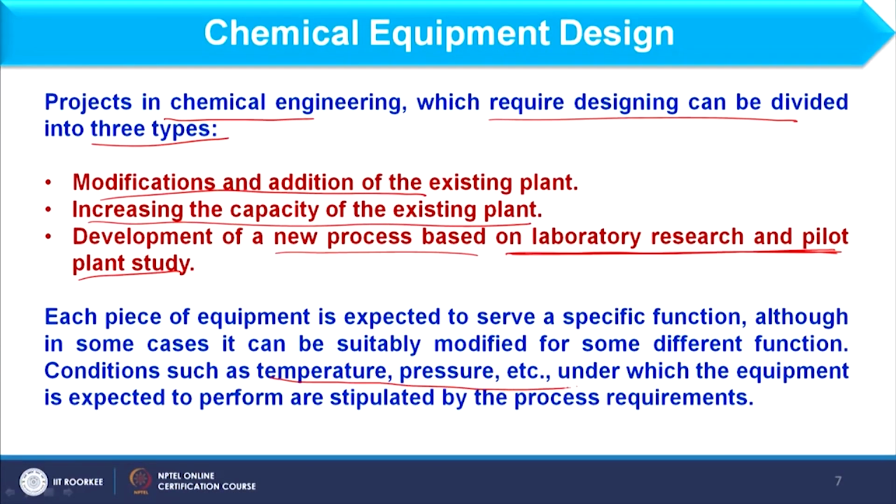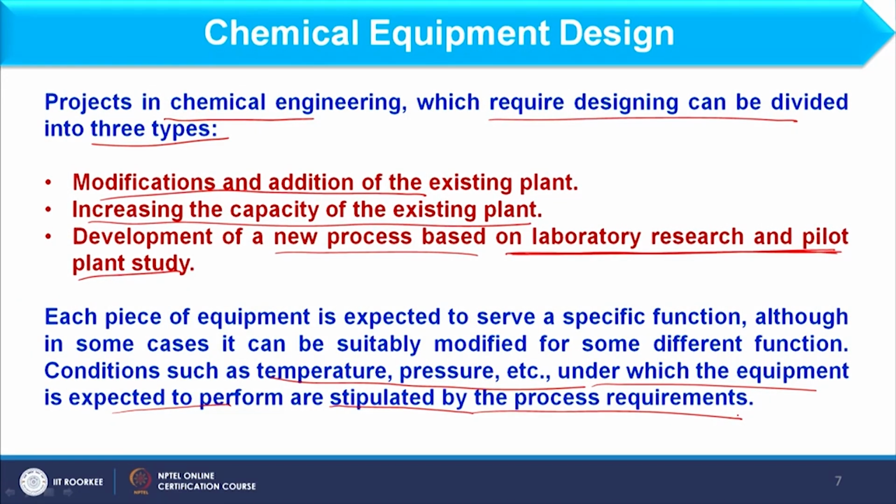So, you see here we have to design the equipment for new plant as well as for existing plant. And when I am designing, what basically am I doing? I am basically specifying the proper functioning of the equipment, and specifying means what? We have to decide the operating condition of the equipment, so that conditions such as temperature and pressure under which equipment is expected to perform are specified by the process requirements. So, you can understand over here that at 3 levels we can contribute in designing.